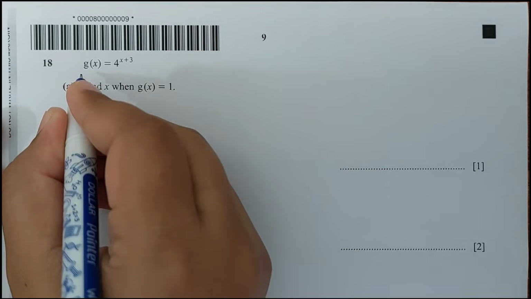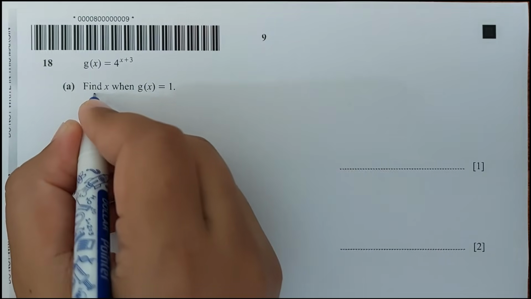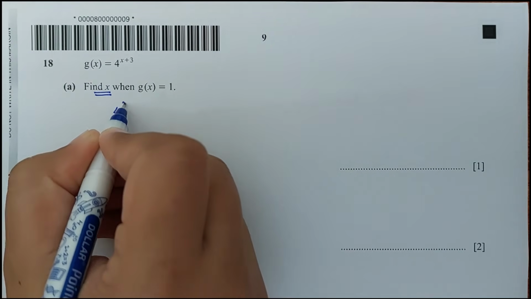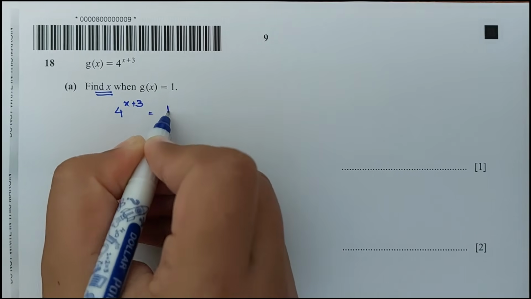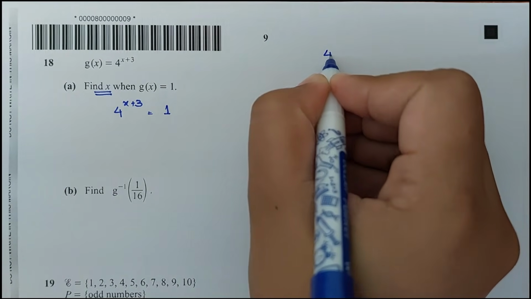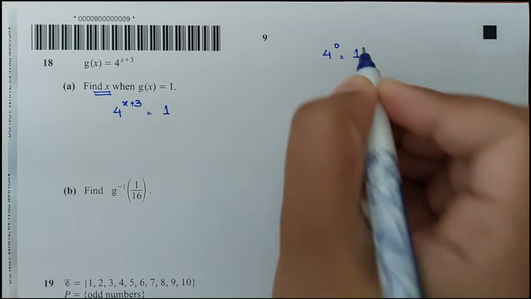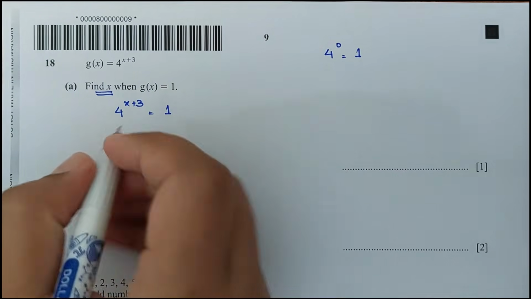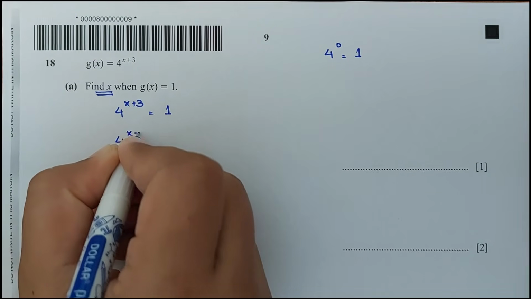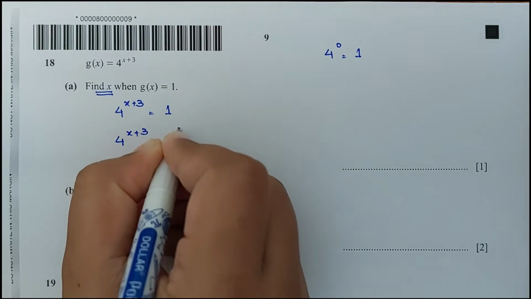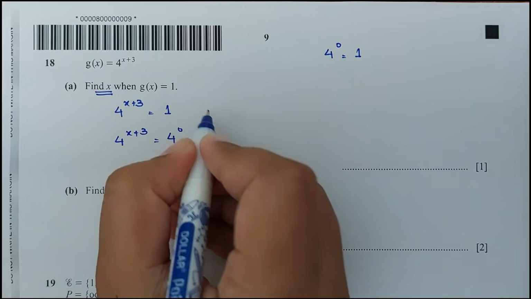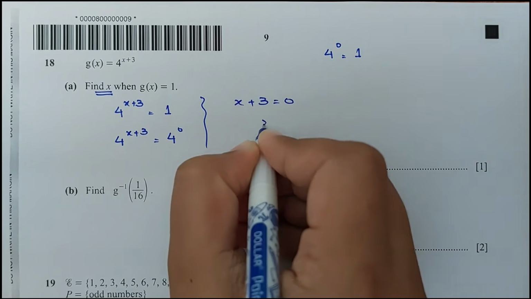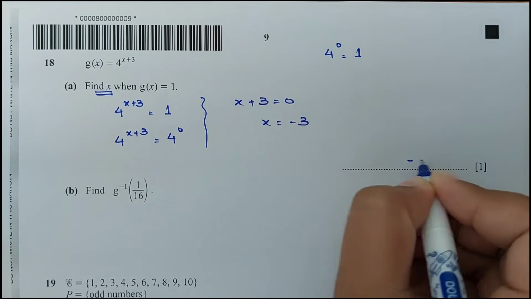Question number 18, we have g of x. Part A: find x when g of x equals 1. So we put g of x equal to 1, and we know that anything to the power 0 is equal to 1. Since the base is 4 here, it is better to keep this as a 4. So 4 to the power x plus 3 equals 4 to the power 0. When the bases are the same, we can compare the powers. So x plus 3 equals 0, so x equals negative 3.